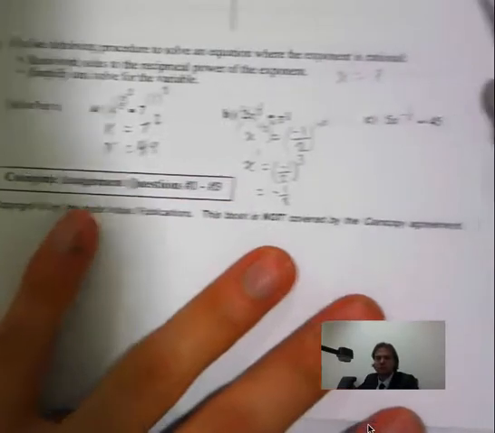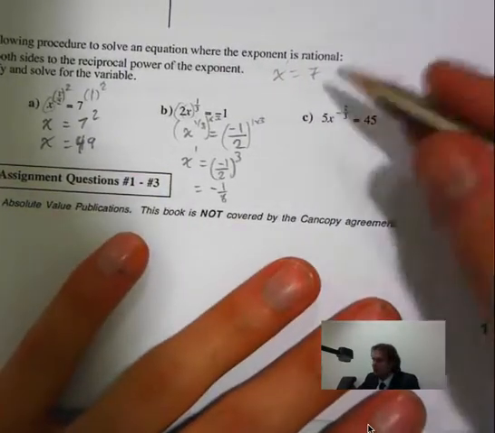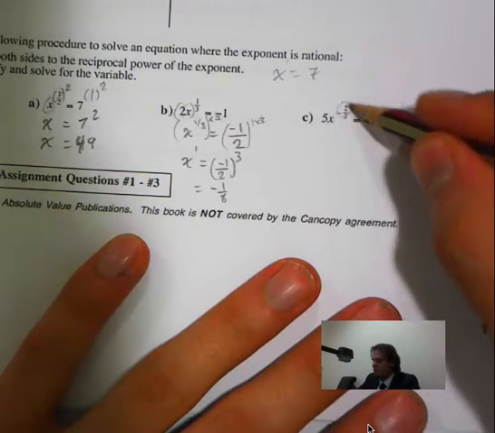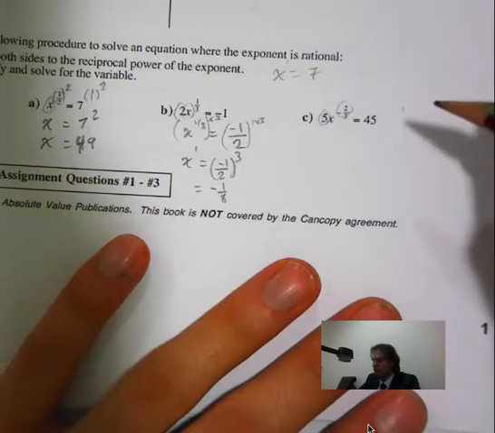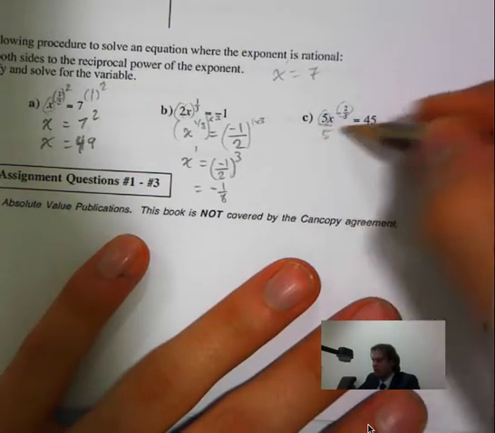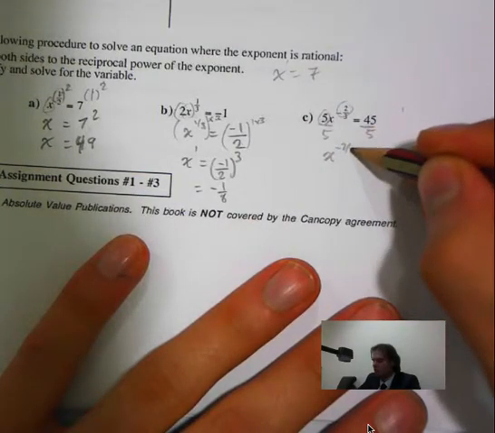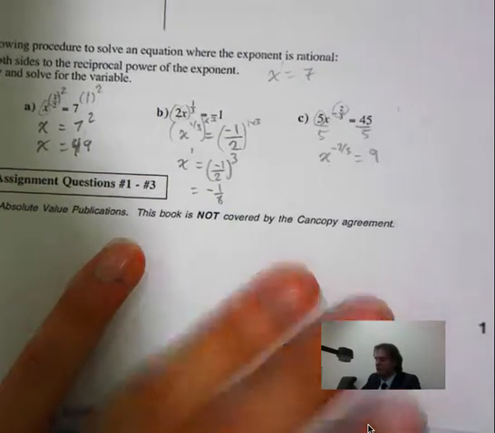All right? There we go. Now, we're going to look at this one here. So we have the 2 over 3, but the 5's on that side. We want to divide both sides by 5, so we want our x by itself. So I'm going to get x to the -2 over 3 is equal to 9.